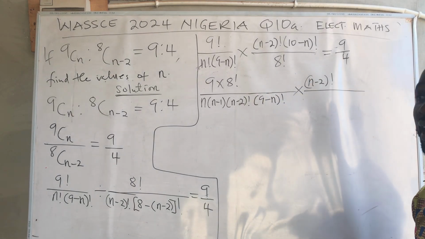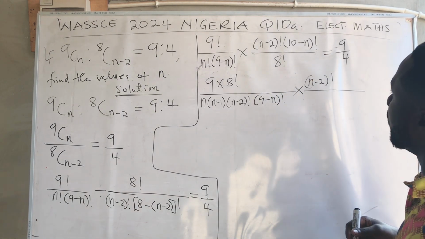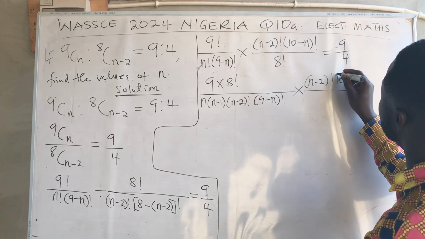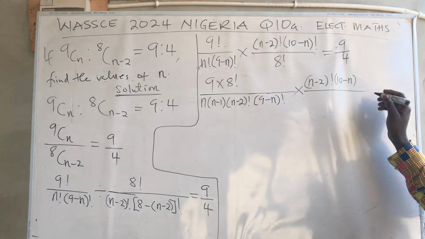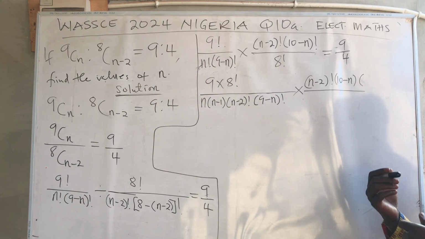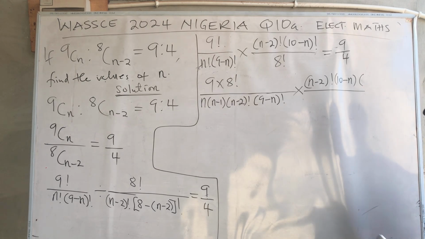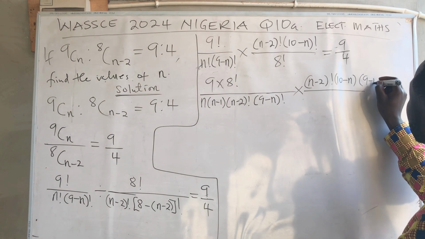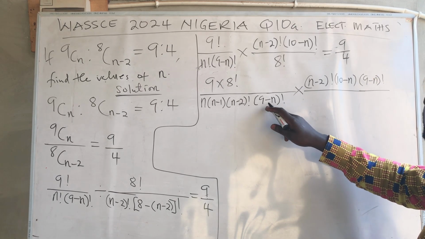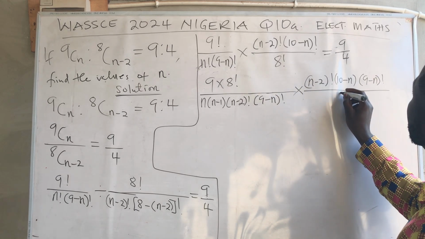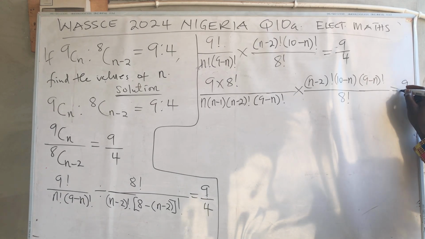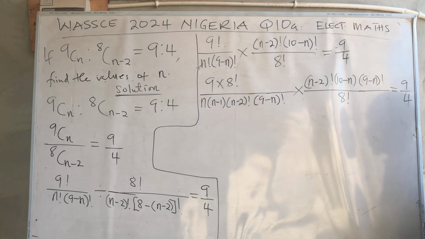Then what of the 10 minus n factorial? So we subtract 1. So that it will give us 10 minus n multiplying 10 minus n minus 1. So 10 minus 1 is 9. Alright, so that will give us 9 minus n factorial. And that will cancel this. So that down here will give us 8 factorial. Alright, then we have equal to 9 on 4.